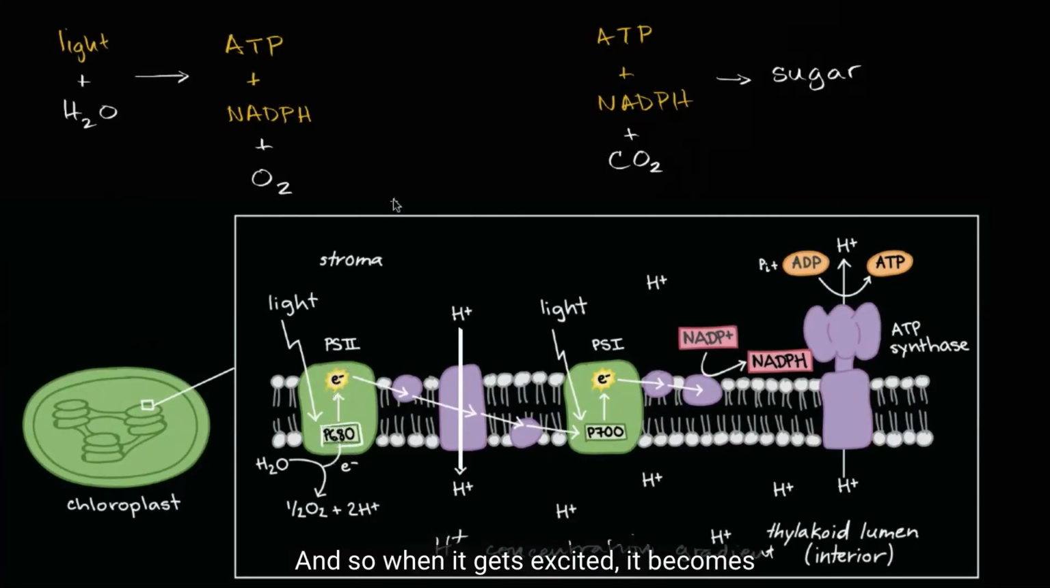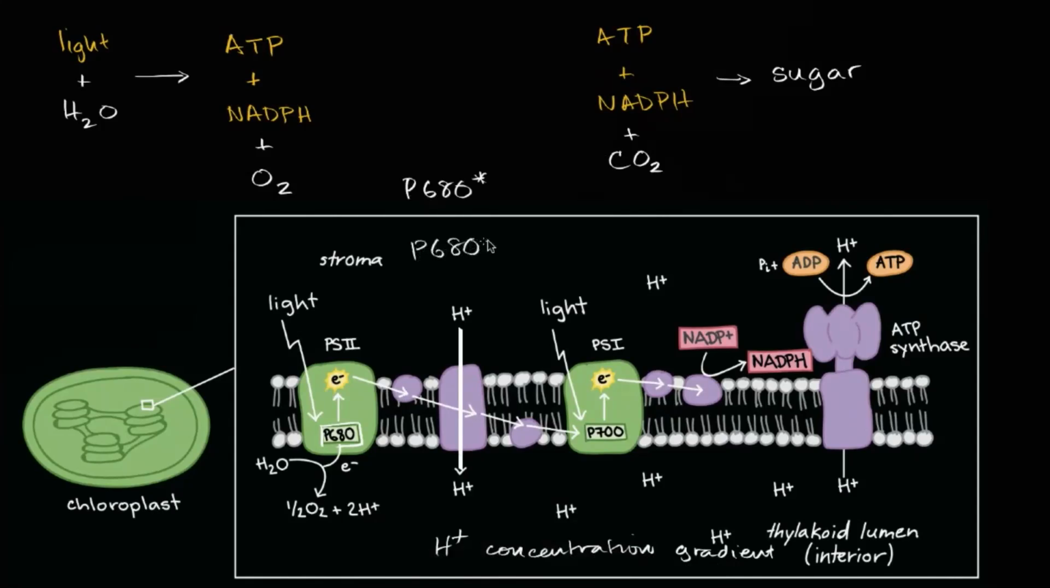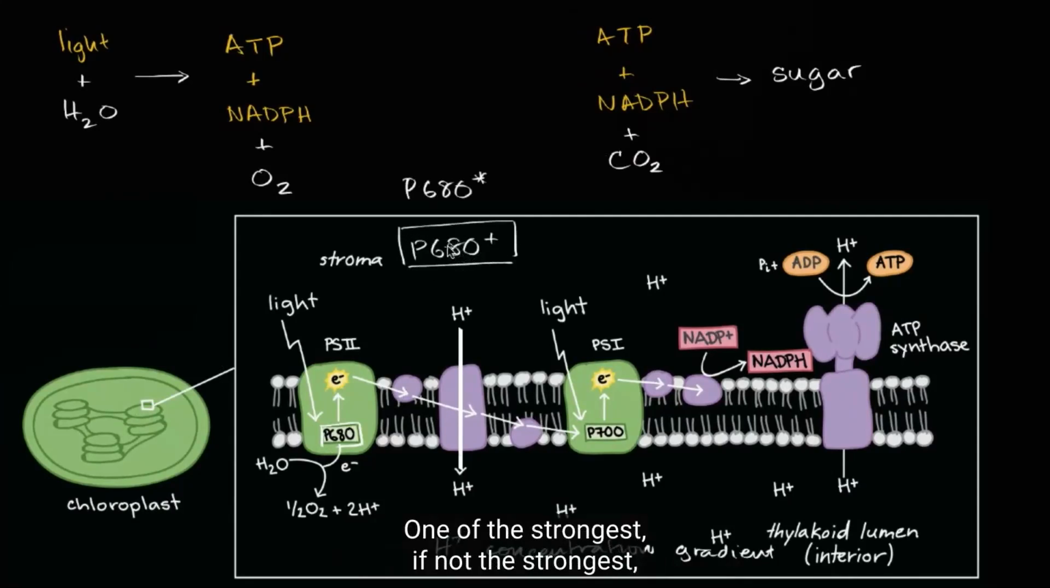And so when it gets excited, you see the notation often of P680 star, that's when it has an excited electron. And then after it gives away its electron, it becomes P680 with a positive charge. We could call it P680 plus right over here, or maybe a P680 ion. This is actually a very strong oxidizing agent, one of the strongest, if not the strongest, that we know in biological systems.